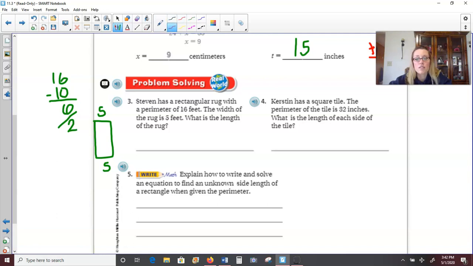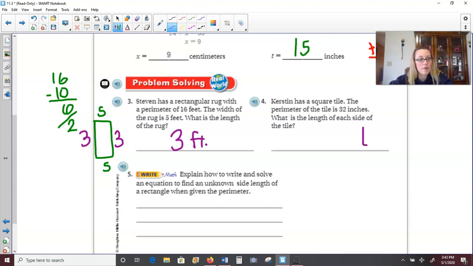And so 6 divided by 2 is equal to 3. So if I put 3 on each side, does it add up to be 16 all around? 5 plus 5 is 10, 3 plus 3 is 6. Yes, so the length is 3 feet. Perfect. Okay, number 4. Kirsten has a square tile.